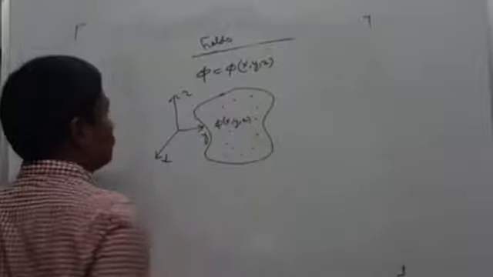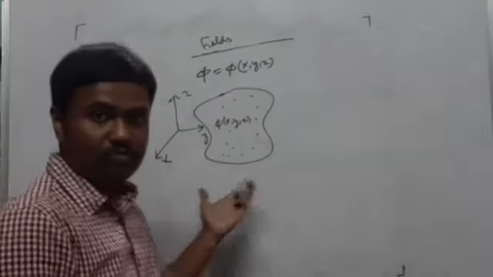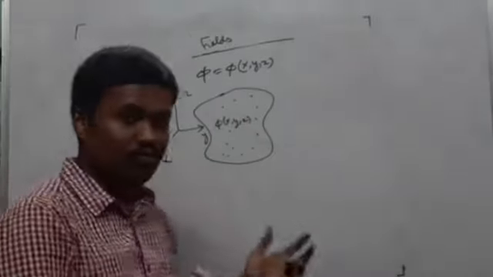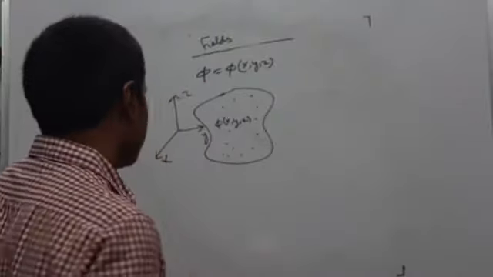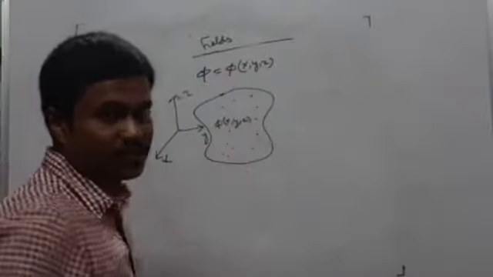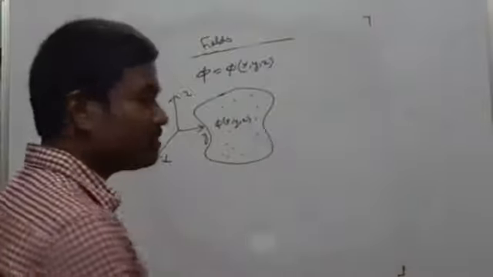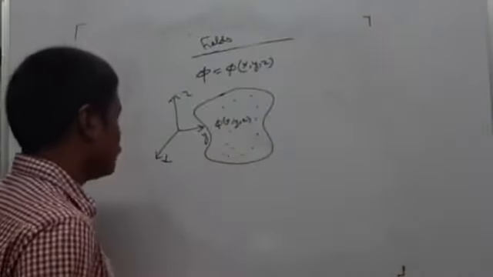And so phi changes with each one. As you move from one point to another, phi changes accordingly. And this is a scalar field because there is only value that changes. It does not have any magnitude or direction.